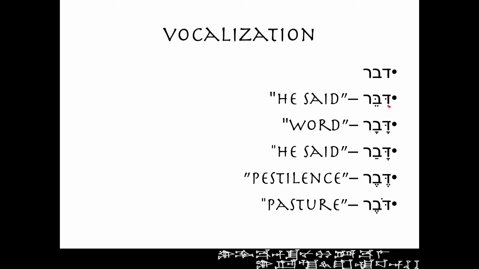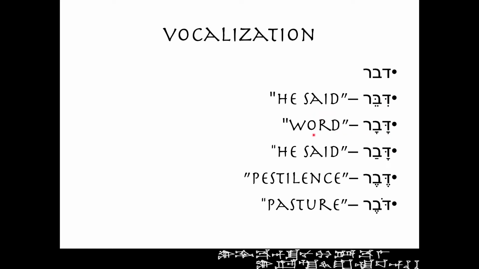So these are points, you can see, they're added around the consonants, right? Now you notice the consonants are the same all the way through. Now depending on the vowels that you add, you can change the meaning of the word in its entirety. So for example, diber is he said.